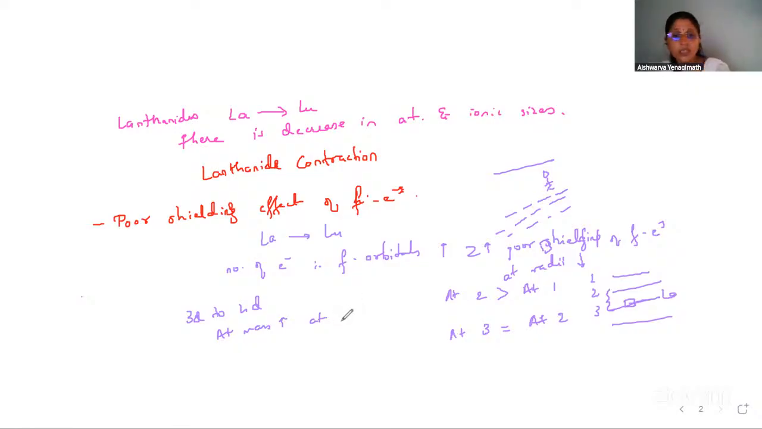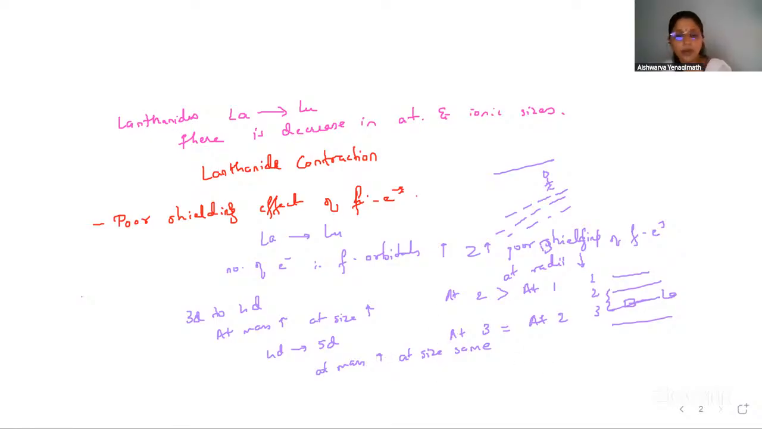Atomic size or atomic radii also increases. But from 4D to 5D, atomic mass is still increasing, but atomic size is the same. Mass increases, but size is the same. Therefore, elements of the 5D series have high densities, almost double those of the 4D series. That is also a consequence of lanthanide contraction.